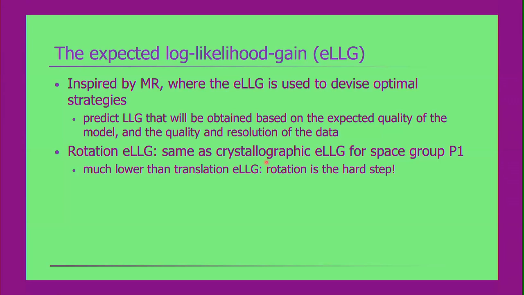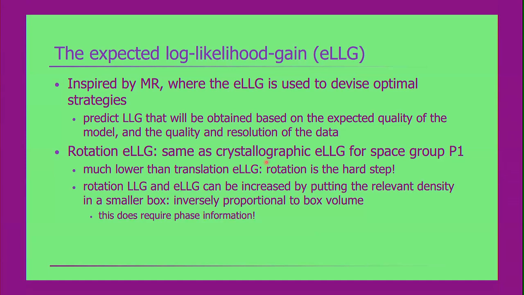We also have figured out the translation ELLG, but actually we don't need to know that because if you can find the orientation, the likelihood score you'll get from the translation search is much, much larger. And if you can find the orientation, it's easy to find the position of the molecule. Rotation is the hard step.